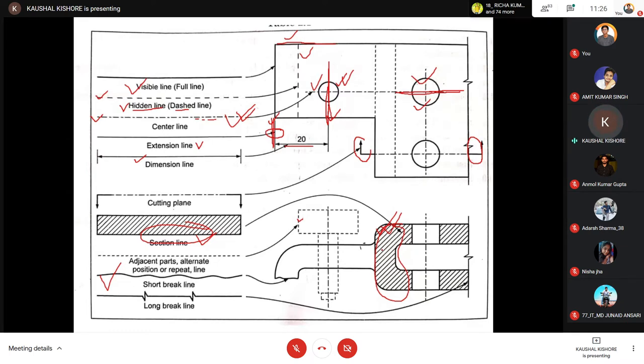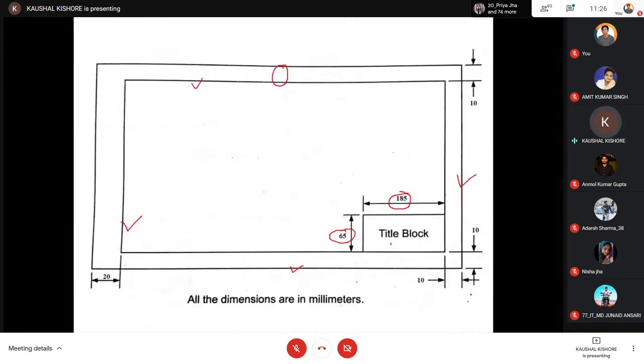So these are the various types of lines. This is your border line. When you draw the border line, obviously it is a continuous thick line. You have to take a 20 mm margin from the left side, 10 mm margin from the top, 10 mm margin from the bottom, and 10 mm margin from the right side.